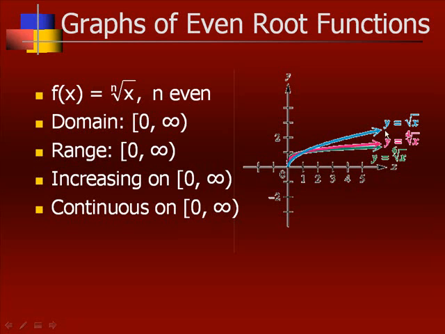Notice for all of these, the blue line is the square root of x, the pink line is the fourth root of x, and the green line is the sixth root of x. Notice in all the cases that the function is increasing from 0 to infinity, and it's also continuous from 0 to infinity.